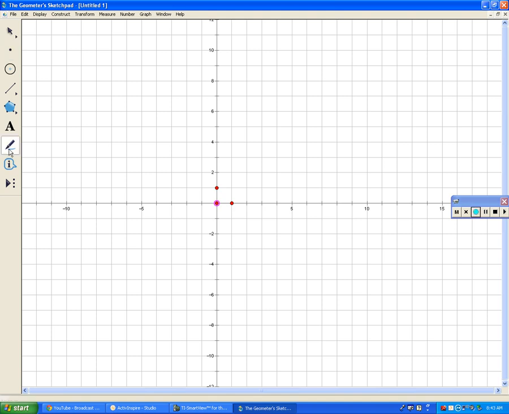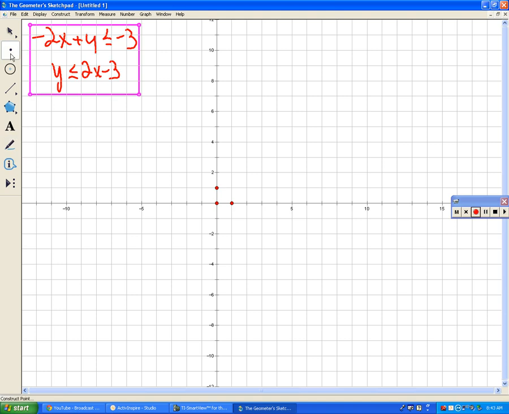Solve it for y. That's a negative 3. Negative 2x plus y is less than or equal to negative 3. So you took and solved this for y. So you added 2x to both sides, you get y is less than or equal to 2x minus 3. So what do you say, Bobby? Okay, crosses the y-axis at negative 3. Up 2 over 1. Up 2 over 1.